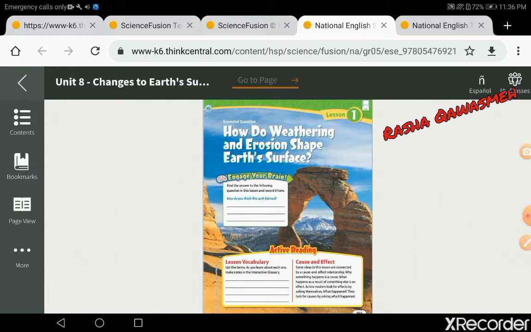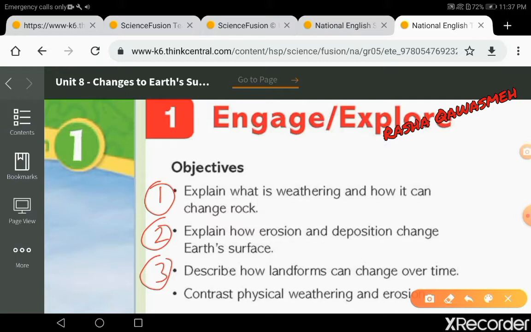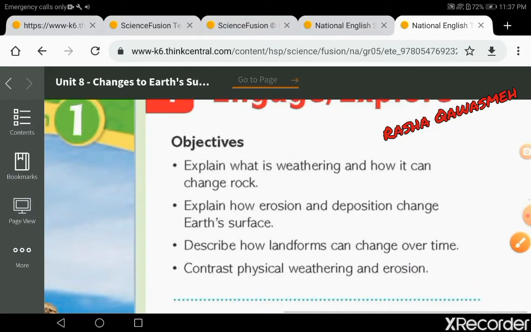Okay, this page was a homework. Okay, now let's see the objectives of the lesson. We have 1, 2, 3, 4 objectives. Objective number 1, you have to explain what is weathering and how it can change rock. Objective 2, explain how erosion and deposition change Earth's surface. Number 3, describe how landforms can change over time. And number 4, contrast physical weathering and erosion. Okay, these are the main objectives of the lesson.